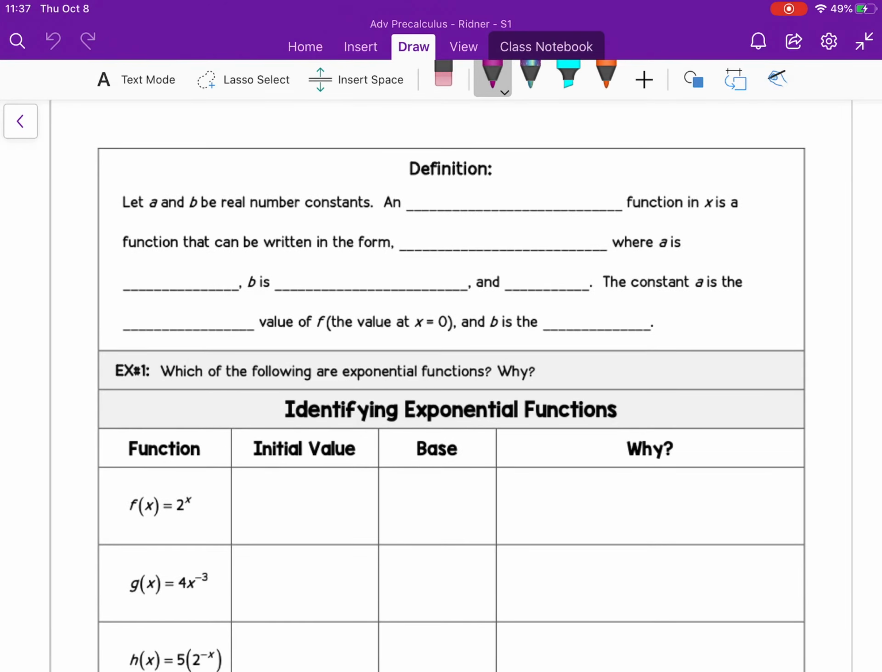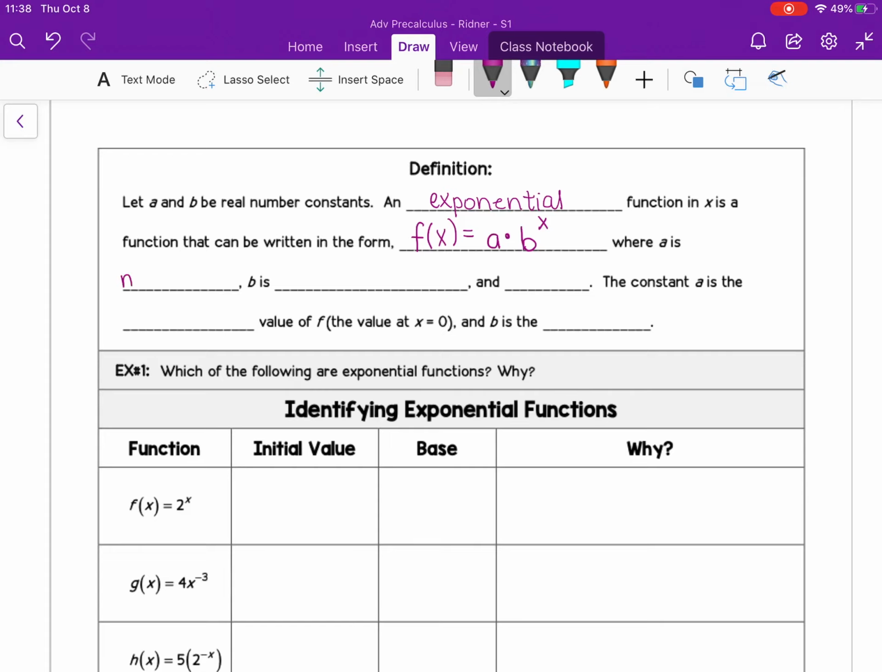So let's start with exponential. We're going to let A and B be real numbers. Okay, so anytime you see A or B, think, hey, I can plug in any number ever into that. An exponential function in X is a function that can be written in the form f of x equals, remember that's just y equals, a times b to the x. So it's exponential because the x is in the exponent.